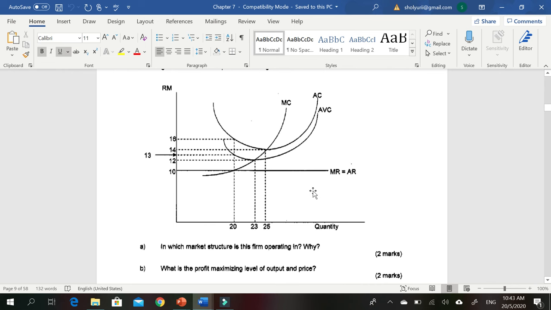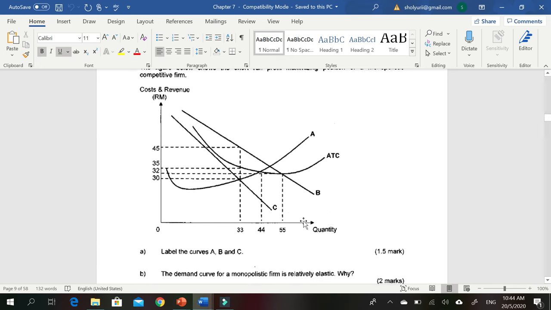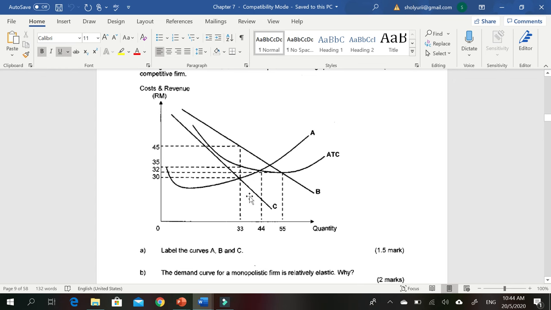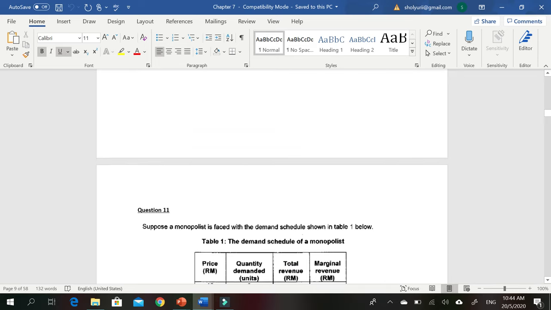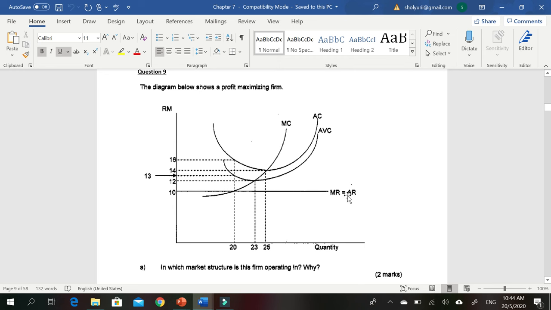Alasan dia. Because the value of MR is constant. It's 10. Right. Kalau market structure yang lain, macam ni, dia turun ke bawah ni. Maksudnya nilai dia tak akan sama. Nilai dia akan berubah-ubah. Masa kuantiti ni nilai dia lain. So, kalau dia tak nak pakai MR is constant, dia boleh kata because AR is constant.